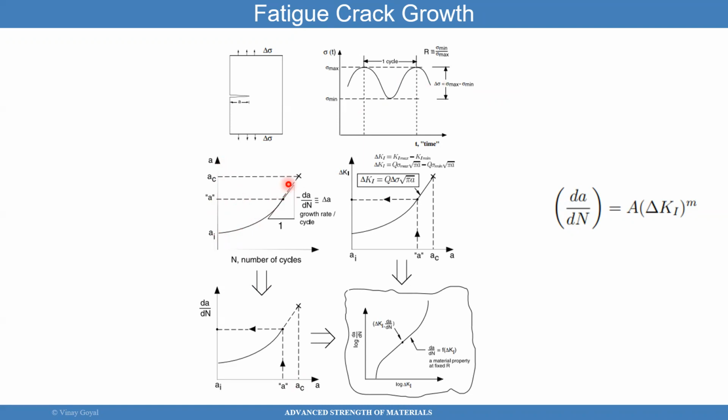So the da/dN curve versus a can be converted into something called the Paris law relationship, and I'll go into that in a minute here. And on the right, I show the da/dN relationship. So delta K is the range of the stress intensity factor, a is the crack length, N is the number of cycles to failure, while C and m are constants that can be measured in a test.